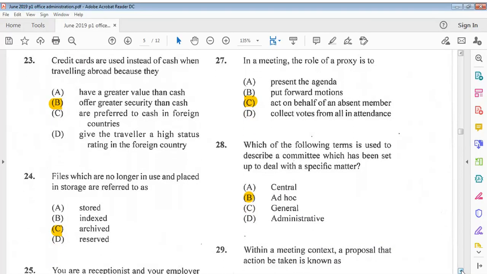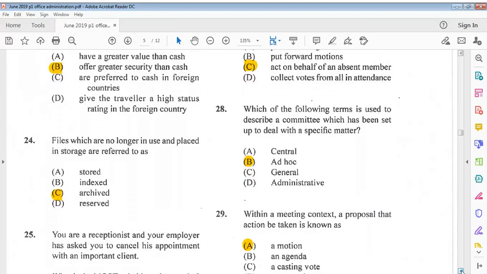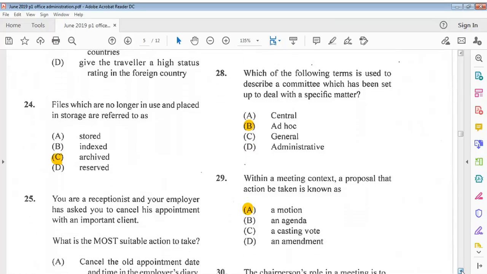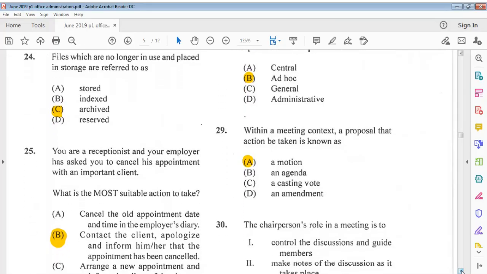Let's move on to 24. Files which are no longer in use and placed in storage are referred to as A, stored, B, indexed, C, archived, or D, reserved. We know that is C, archived.